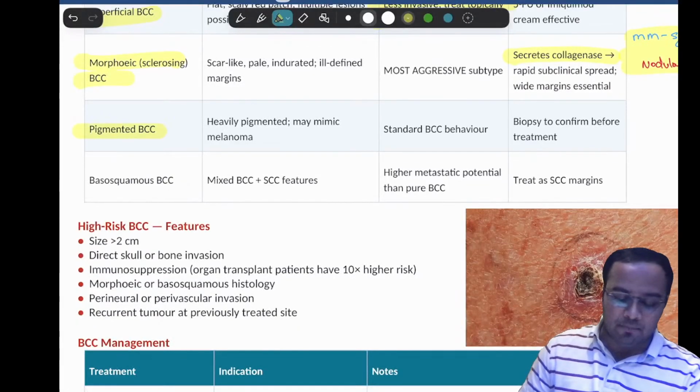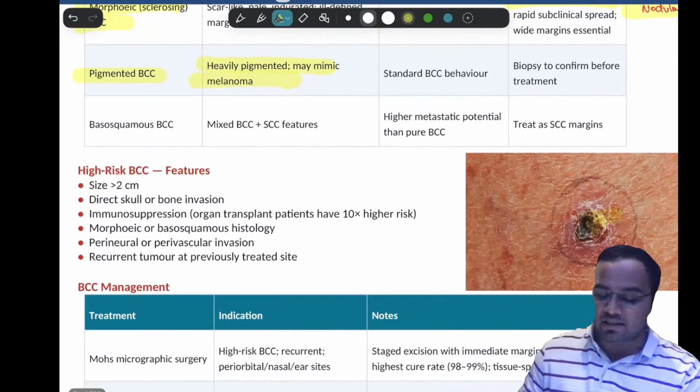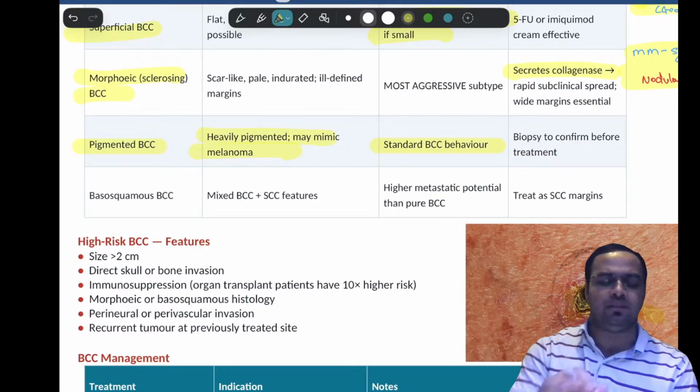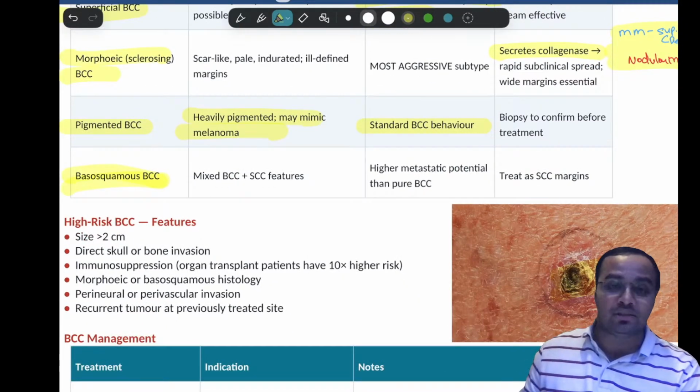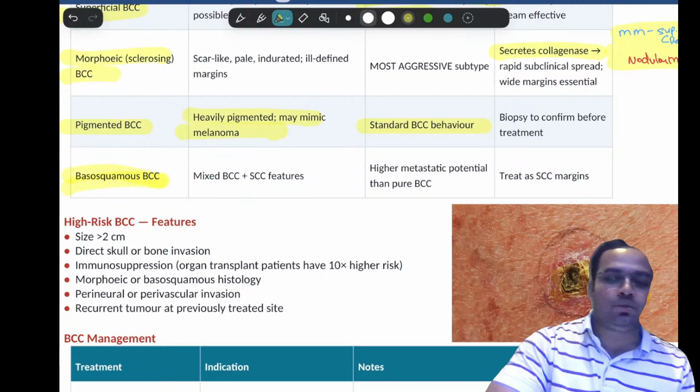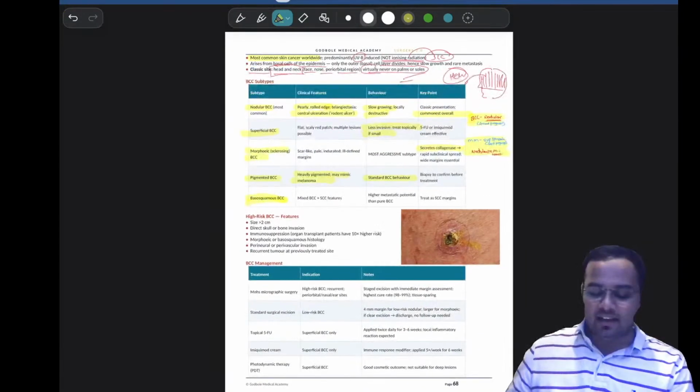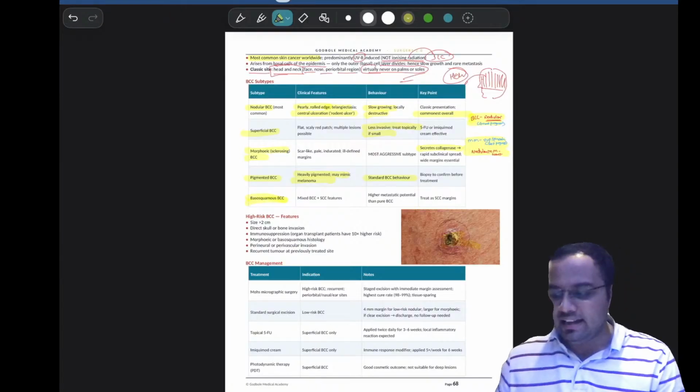And the pigmented type is heavily pigmented. So this type which is seen is heavily pigmented, and it is again like a standard BCC, just that there is more pigmentation. And basosquamous is a type of basal cell plus squamous cell cancer. It has less differentiation, so it is highly aggressive.